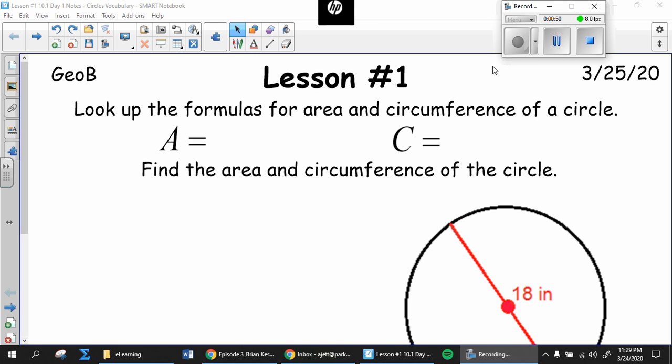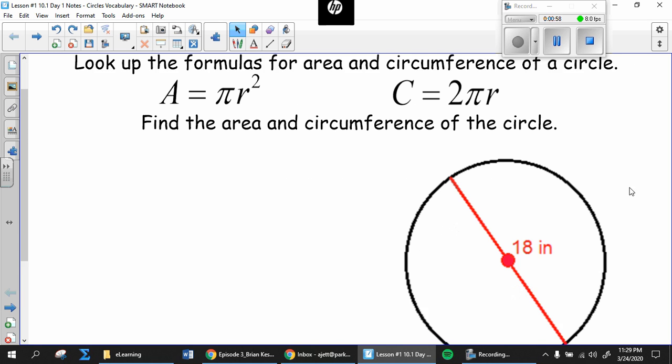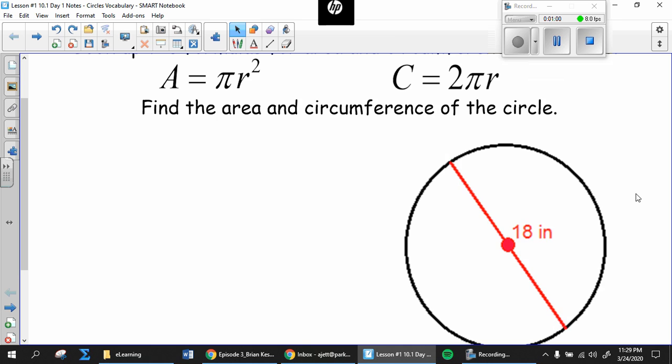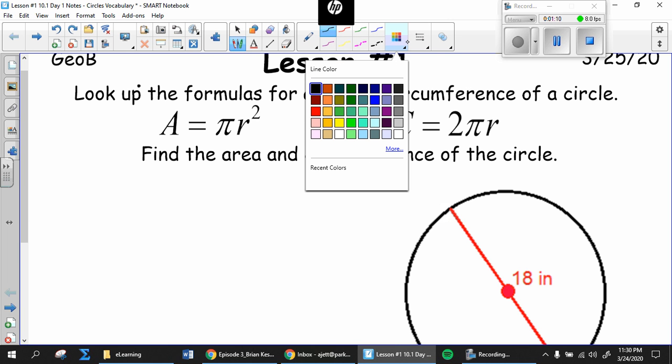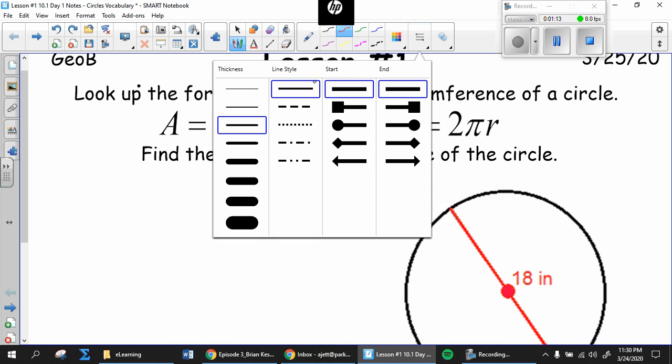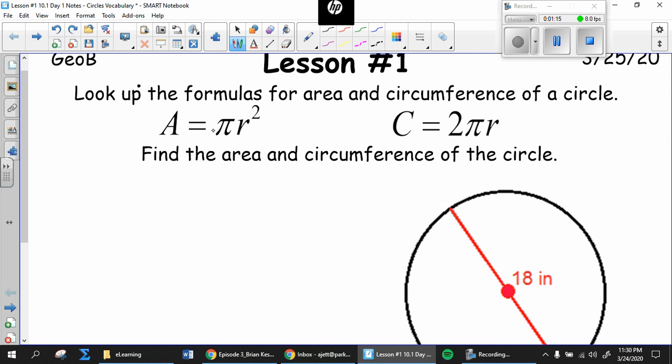We're going to start off by just looking at area and circumference. When we talk about the area of a circle, we're talking about the amount of space on the inside. When we talk about circumference, the C here, that is the distance around the outside. For these two things, we have formulas. For area, we have pi times r squared, where r is the radius. For circumference, we have 2 times pi times the radius.